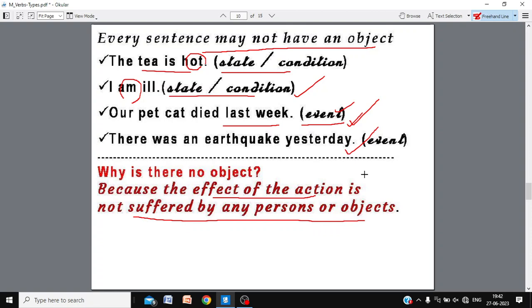So these are verbs which define state of being, state of having, or events or happening occurring. These verbs will have no objects. Object will be only for actions done. But if action is not done, if you are defining a state or a condition, or describing an event or an occurrence which happened, in that case there will be no object.